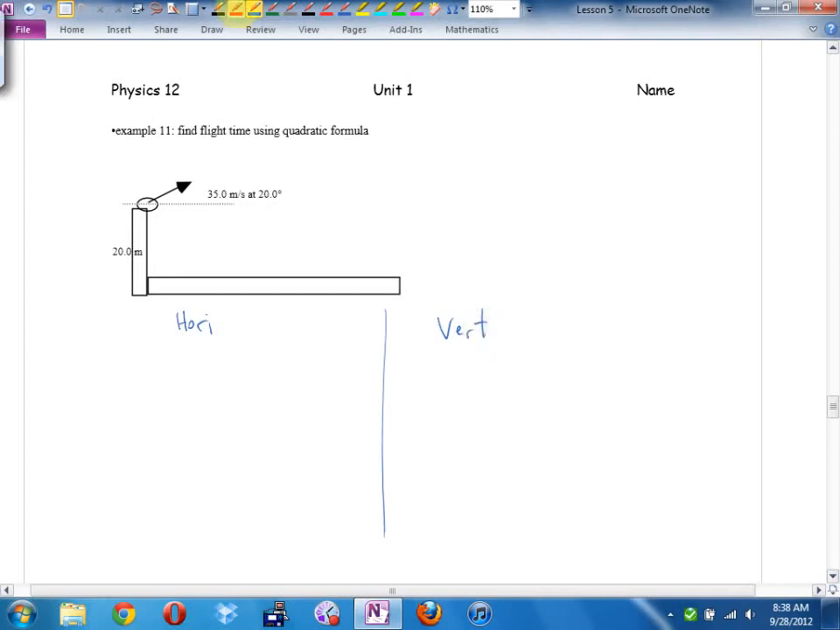Instead, I'm going to break it up into a horizontal component and a vertical component. And because I like to make really big diagrams, I'll just extend that. I find if I do a small diagram, it's often hard for me to see what trig function I'm supposed to use. I'll call this Vx. I'll call this Vy. John, what do you want to find first, Vx or Vy?